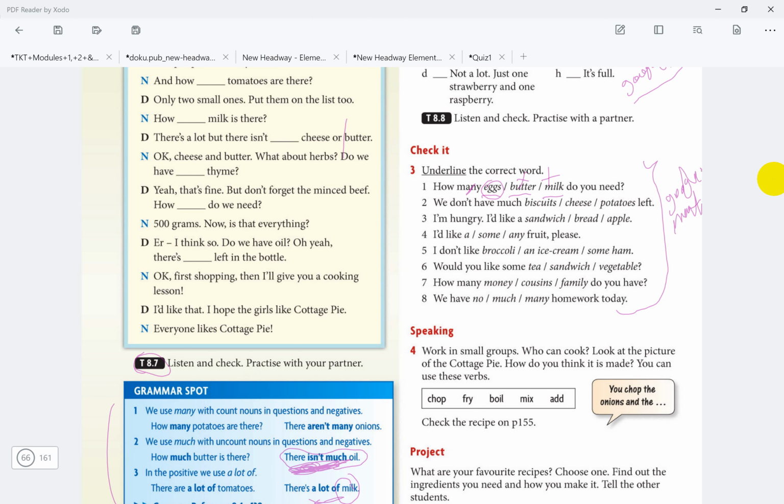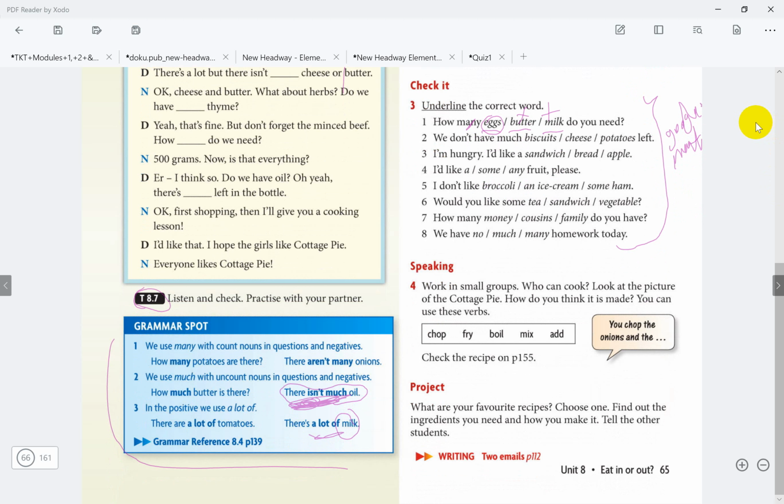And for speaking, I'll divide you also through Google Meet into smaller groups. Who can cook? Look at the picture of the cottage pie. How do you think it is made? You can use these verbs: chop, fry, boil, mix, add.